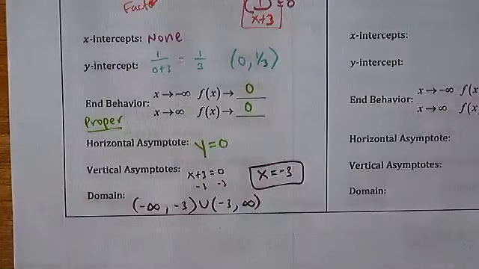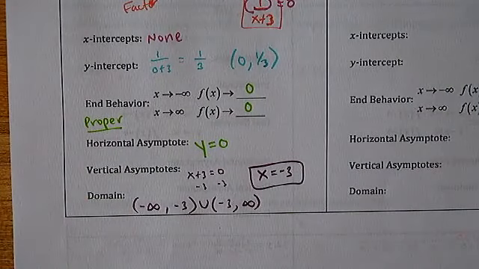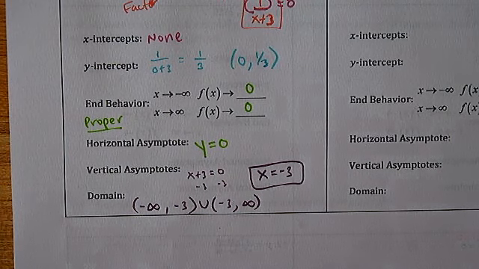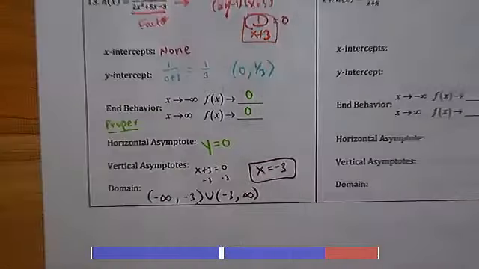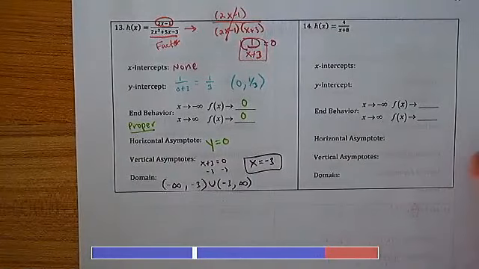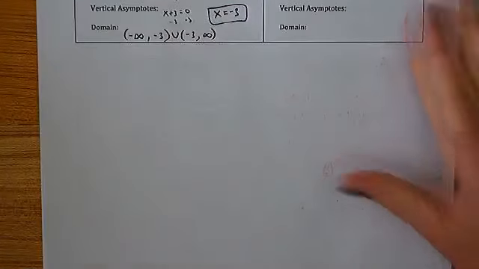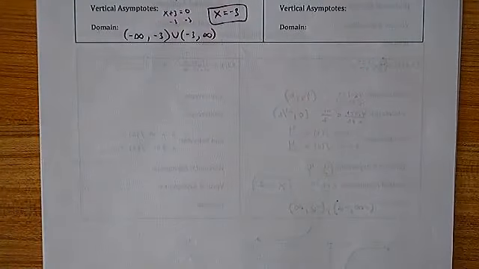So those are all the features of a graph for rational expressions, rational functions. So if you guys want to stop here, that's totally fine. But if you need more practice, I'm going to put up the keys. I do want to put up the homework really quickly.